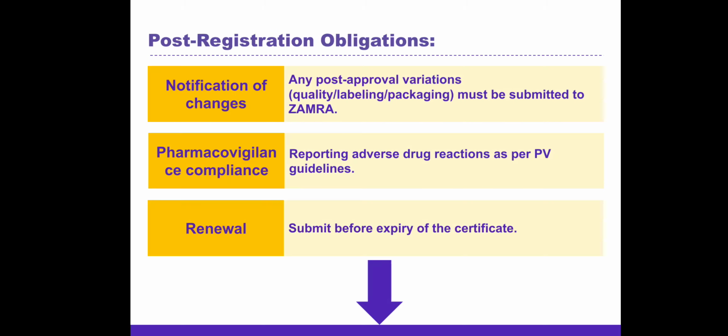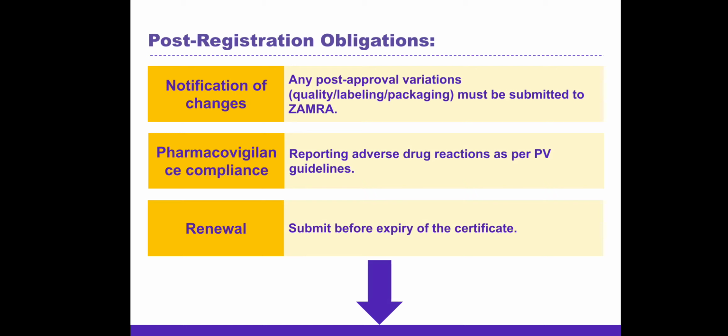Now we are entering post-registration obligations. Once the product is registered, there are some mandatory things we have to perform. First one is notification of changes. Suppose we are changing the quality, labeling or packaging of the product, the variation must be filed and submitted to ZAMRA. ZAMRA will evaluate that variation, and if everything is satisfactory, they will approve the variation.